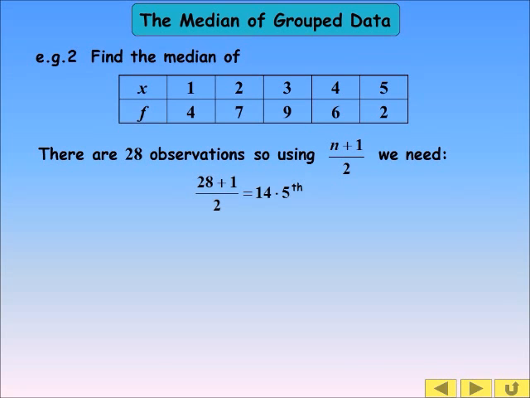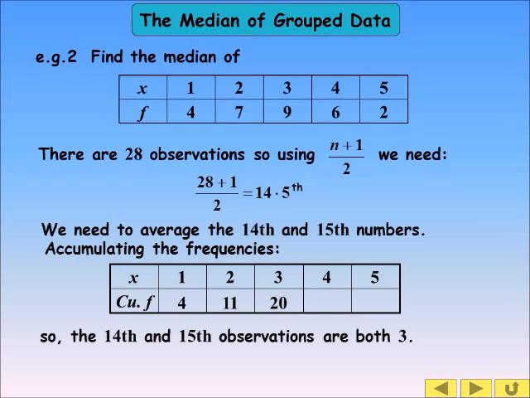Because this 28 is the sum of the frequencies. This means 4 plus 7 plus 9 plus 6 plus 2 is 28. I use the formula (n plus 1) divided by 2, which equals (28 plus 1) divided by 2. Now we get the answer, 14.5. The number at position 14.5. Sure.